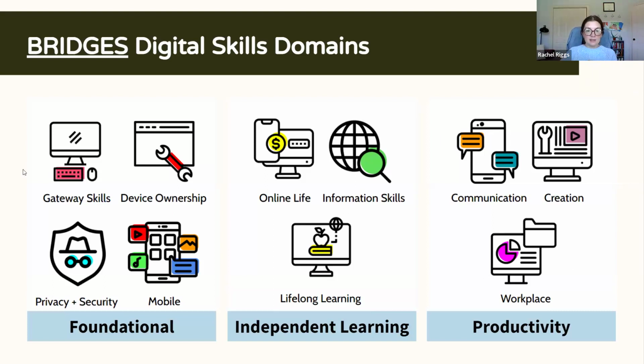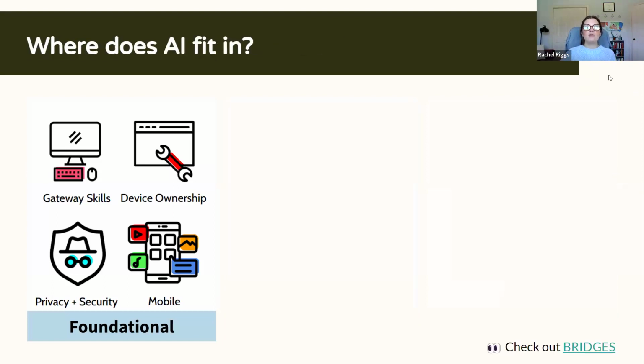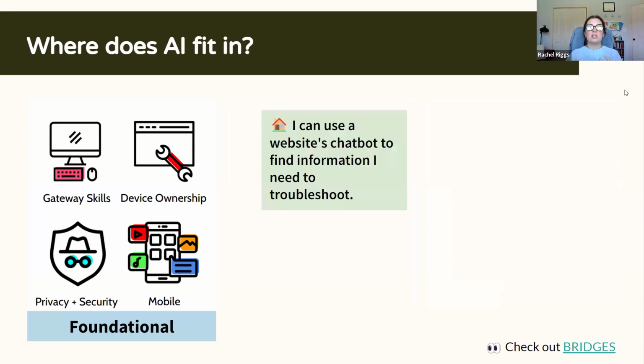So these are the different domains in Bridges, and we're going to see how AI fits into these different domains. In the foundational skills, we have gateway skills. Those are like the basic skills that you need to begin to engage with devices. We have device ownership, we have privacy and security, and then mobile skills. Those are the big overarching domains. So within that, when we look at the competencies that a learner might need, one example would be using a website's chatbot to find the information I need to troubleshoot. So that might fall into something like device ownership, those digital skills.